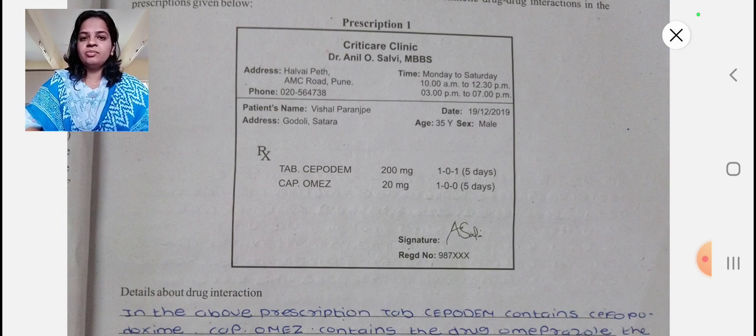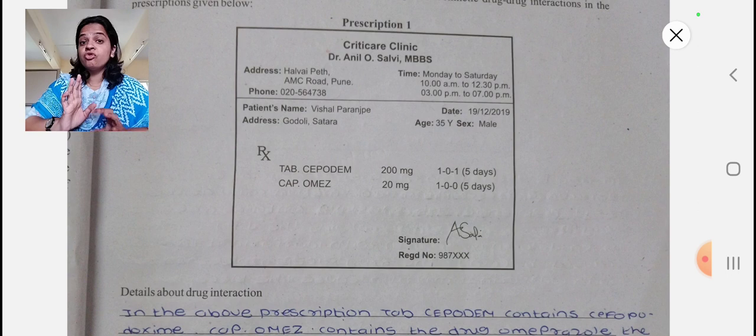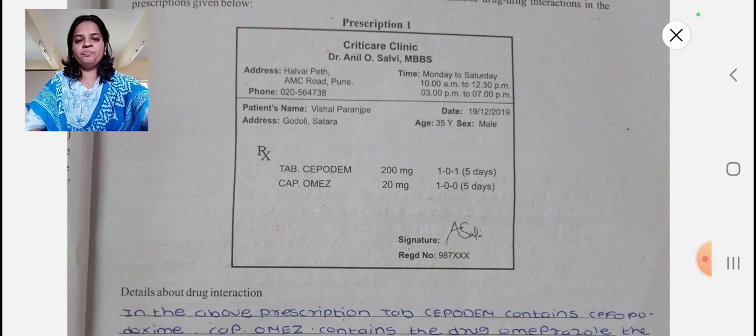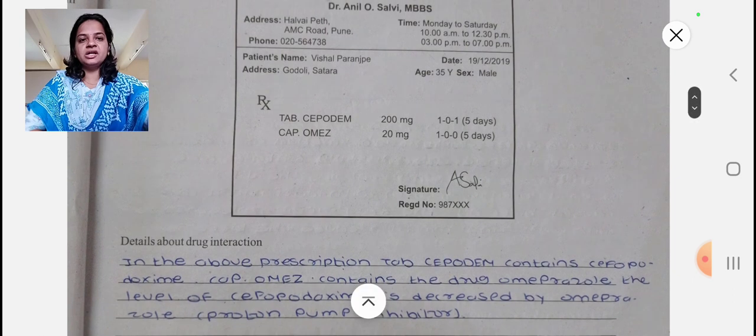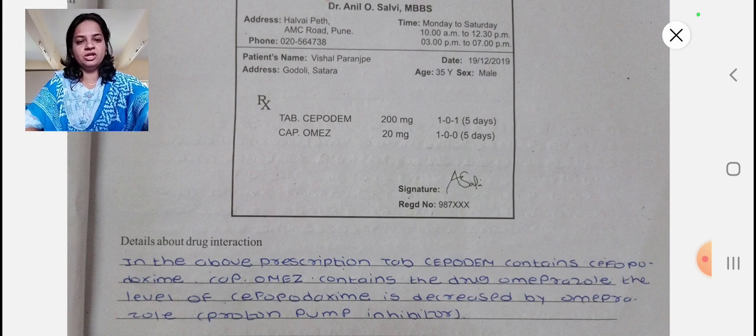Cepodem tab contains the drug cefpodoxime, right? Omez is omeprazole. So in the above prescription, Tab Cepodem contains the drug cefpodoxime, and the capsule Omez contains the drug omeprazole. The level of cefpodoxime is decreased by omeprazole. Omeprazole is a proton pump inhibitor, an antacid, and it decreases the level of cefpodoxime.